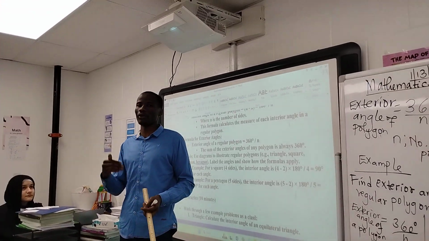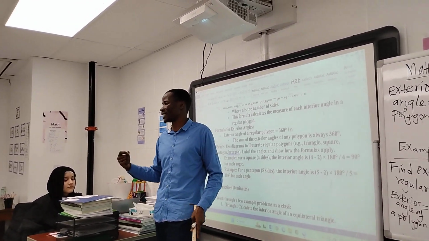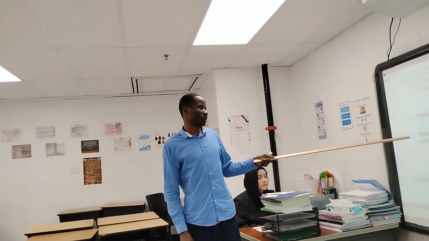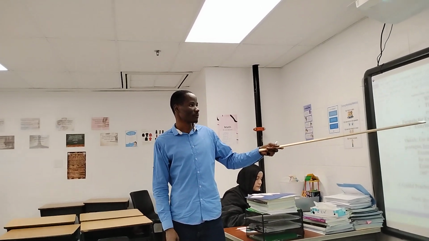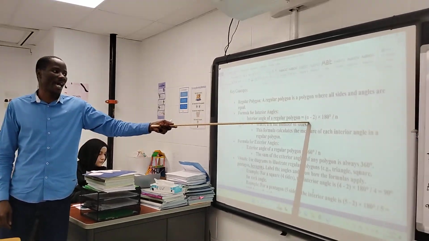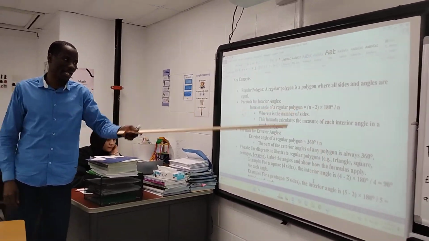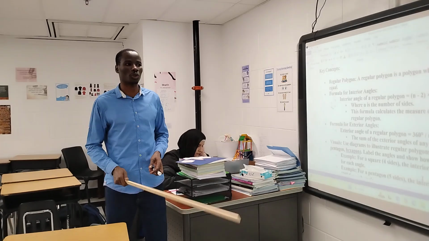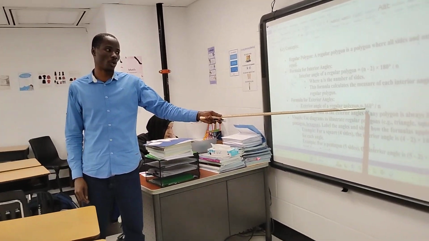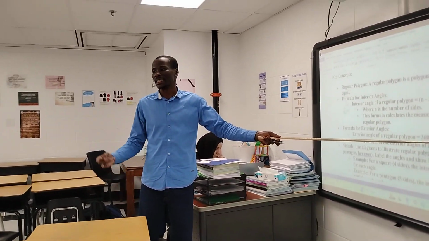Apart from that, I have also taught you the formula for finding the sum of interior angles of a polygon, and the formula is there on the board. Can you scroll up a bit? So the formula is here for finding the sum of interior angles: n take away 2, multiply by 180. Then apart from that, I've also taught you the 2 formulas for finding the exterior angle of a regular polygon. 360 divided by n. That is one formula.